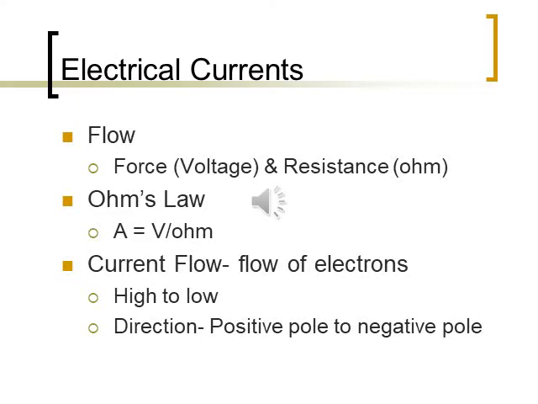Current flow, or the flow of electrons, goes from an area of high concentration to the area of low concentration. In other words, when you have an electrical current moving, it's basically the movement of electrons from an area of high concentration to an area of low concentration, which is going to create an electrical charge. Now the direction of the electrical charge moves from the positive pole to the negative pole. So you have to understand the difference between those two directions. The flow of electrons goes from high concentration to low concentration. The direction of the electrical current moves from the positive to the negative pole.